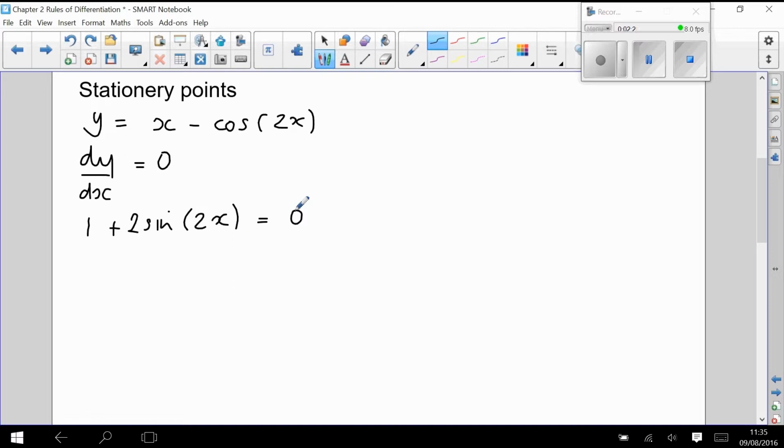If I want to solve to try and find x, I first need to get it so that I have a function angle ratio equal to a numerical ratio. So I will then have sine of 2x is going to be equal to minus 1 over 2. You can see that this is a normal trigonometric equation. And now I'm going to solve to try and find x.